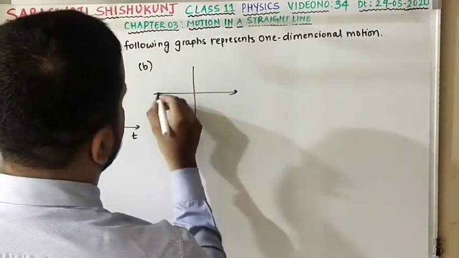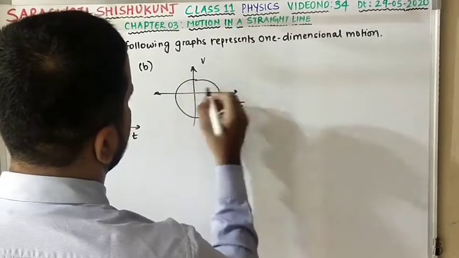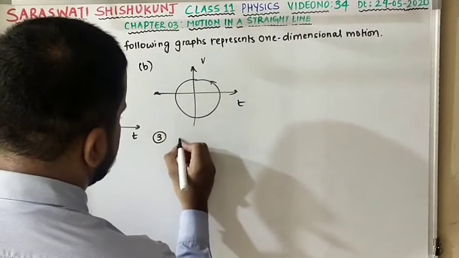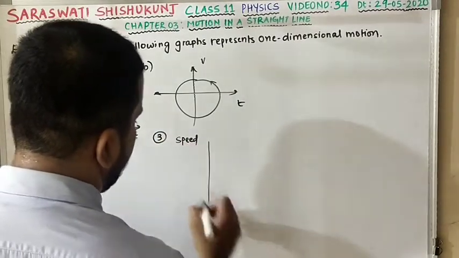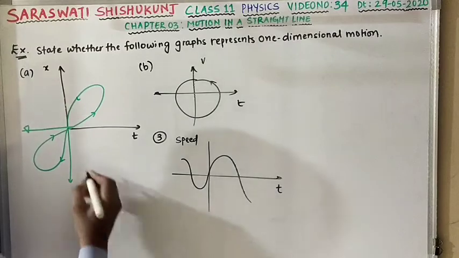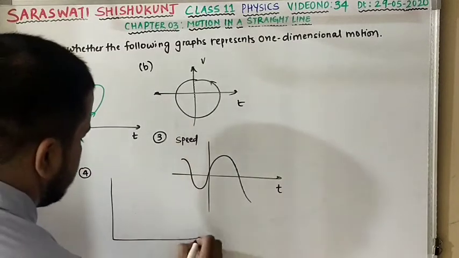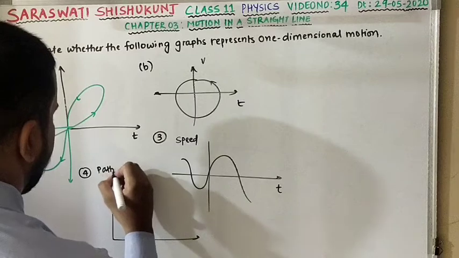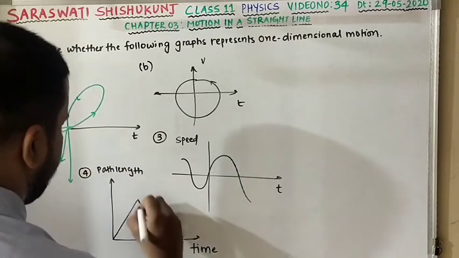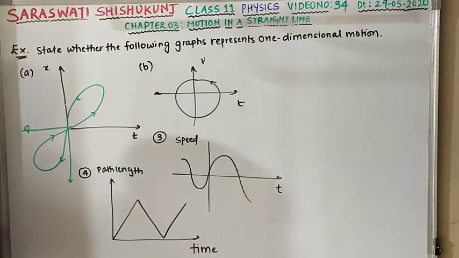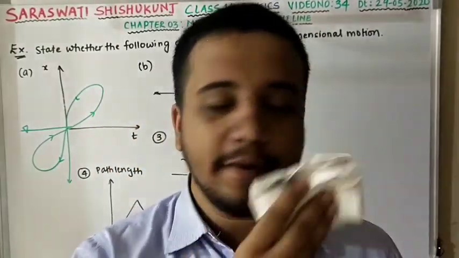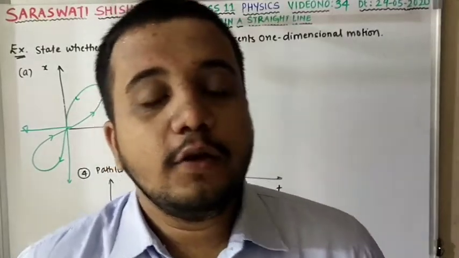The second graph is velocity versus time. The third graph is speed versus time. And the fourth graph is path length versus time. These are the four graphs we have, and we need to determine whether these four graphs represent one-dimensional motion or not. Now you will look into the figure very carefully.